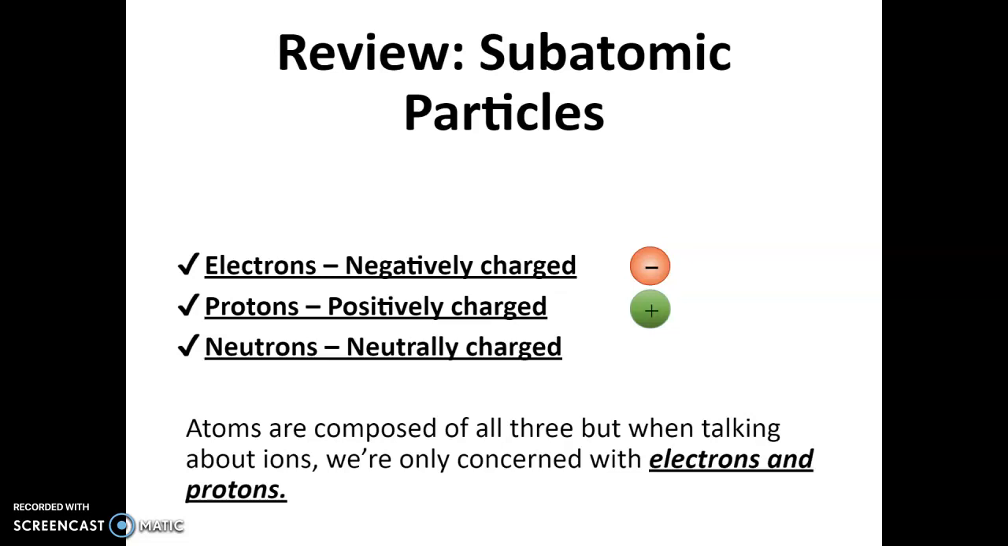Atoms are composed of all three, but when we talk about ions, we're only concerned with the electrons and the protons, okay? So we're not going to have to worry about the neutrons because it's the protons and the electrons that will determine the charge of the atom, right? Because again, up till now, let's take carbon for example. In a neutral carbon atom, it has 6 protons, which are positive, and 6 electrons, which are negative, and because 6 minus and 6 plus equal each other out, the entire atom is neutral. But when we talk about ions, the atom won't necessarily be neutral any longer.